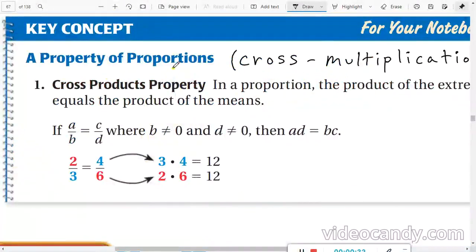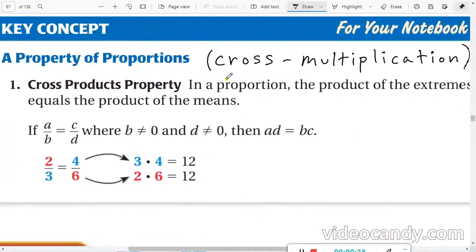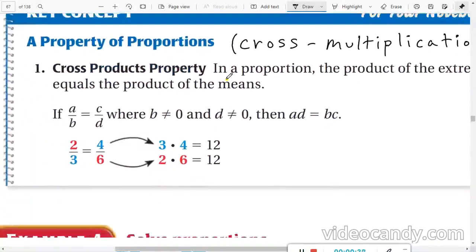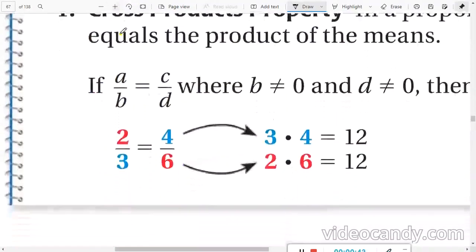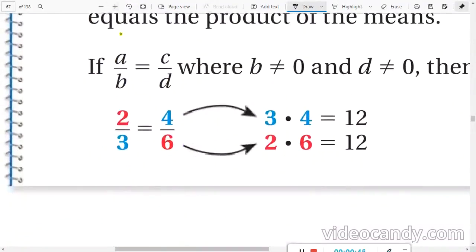So this is the cross products property, okay? It's basically just cross multiplication. So all they did here, they multiplied bottom left times top right. That's 3 times 4. And they're just showing you it equals top left times bottom right. That's 2 times 6. All right, so if you have the proportions set equal to each other, this will always work.